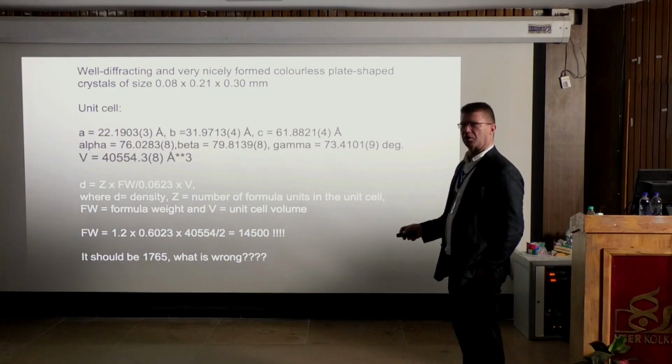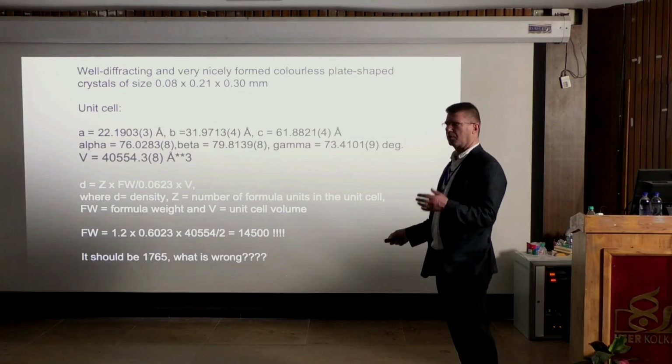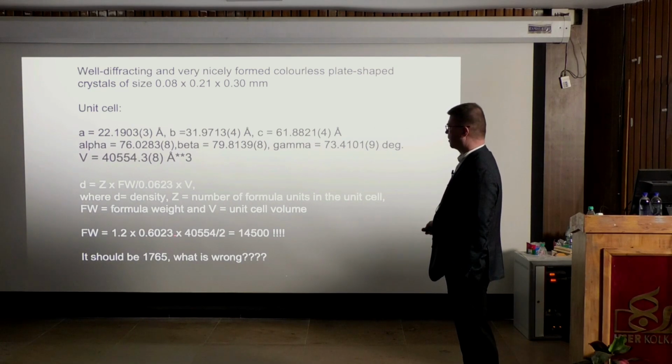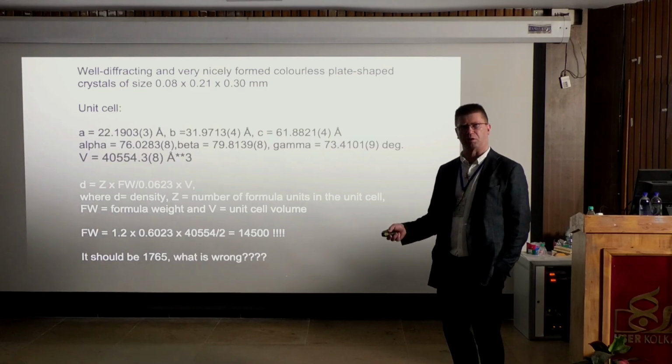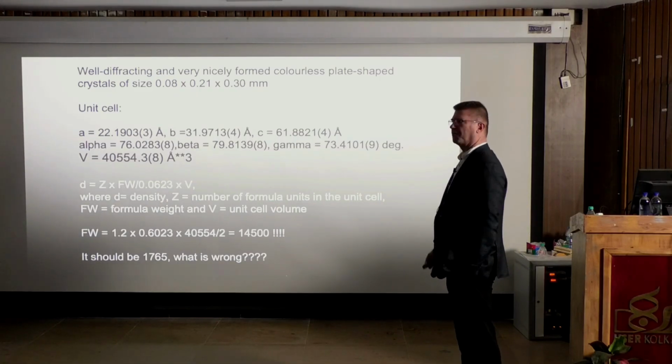And why is this? Because if you calculate, remember this is the formula we saw earlier. So density equals the number of formula units times the molecular weight divided by Avogadro's number and the volume in cubic angstroms. Now we calculate. We estimate that the density of this is 1.2, like an organic compound. This is now the Avogadro number. This is now the volume divided by 2, because in the triclinic system we should have 2 molecules in there. Then it says the molecular weight of the thing should be 14,000.